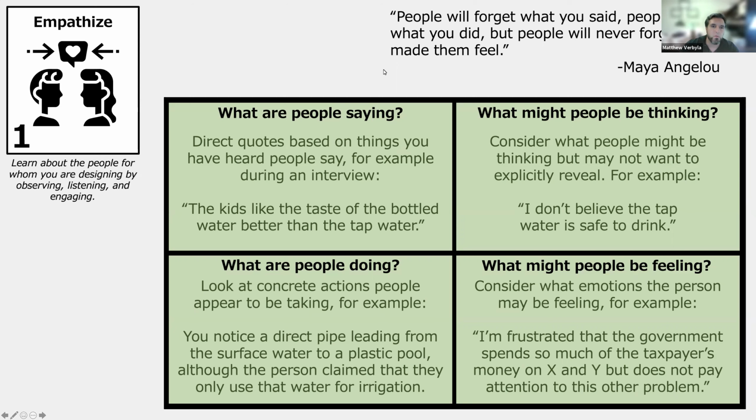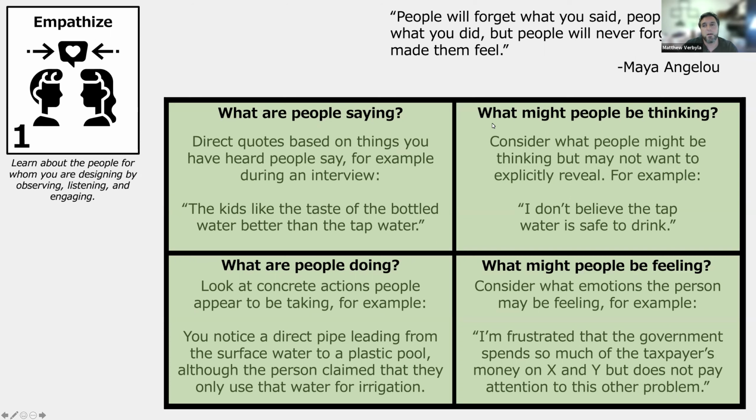So you want to think about what people are saying. Direct quotes based on things that you may have heard people say, for example, if you conduct some interviews with stakeholders from your design population. Let's take the example of a water system that's producing water that may not be safe, like was the case in many cities that have experienced lead contamination in their water sources, or the choice to use bottled water over tap water. Maybe you hear people saying things like, kids like the taste of bottled water better than the taste of tap water.